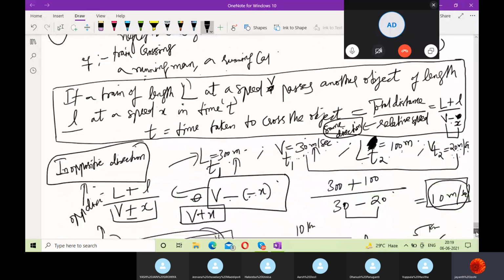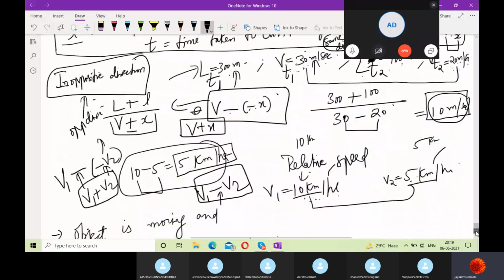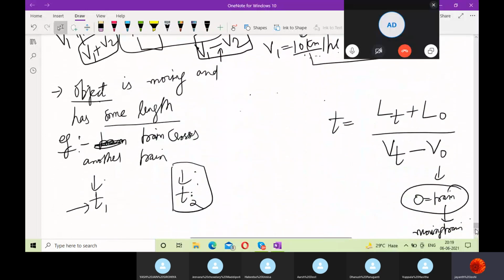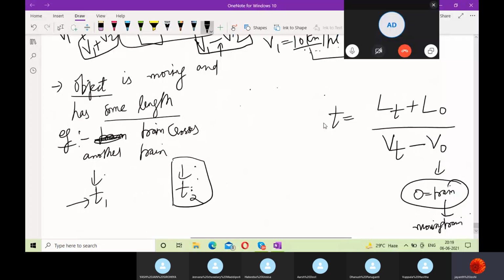Again, we can relate and understand which is the faster moving object with the help of that formula. Fourth point, which is the final point: you have to find out the time taken by a train to cross an object which has some length. That means I am speaking about a train, and this is a moving object, a moving train.